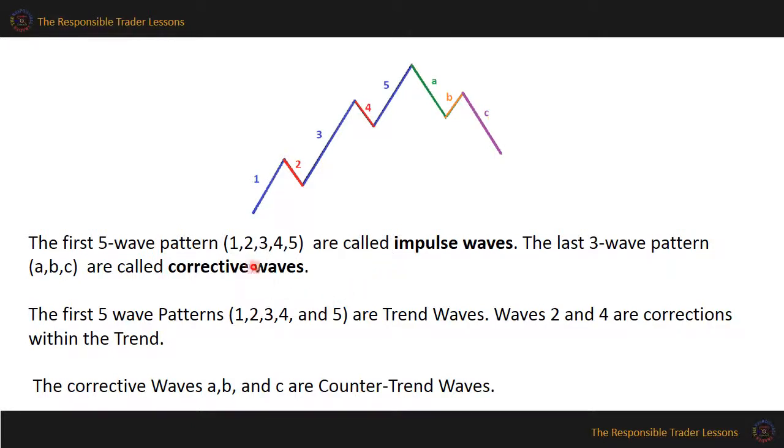The first 5-wave patterns, 1, 2, 3, 4, 5, are also called trend waves. Waves 2 and 4 are corrections within the trend. You will notice that even if we have the corrections, we still have higher highs and higher lows. The corrective waves A, B, and C are called counter-trend waves. This represents correction of the trend itself or a change in the uptrend.